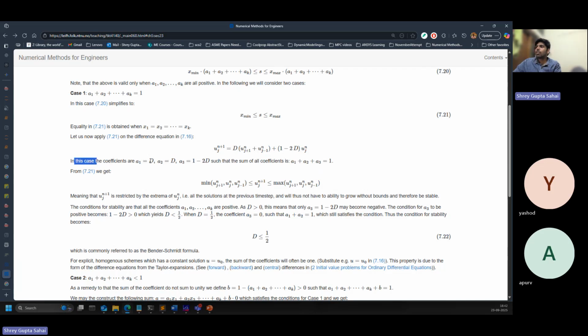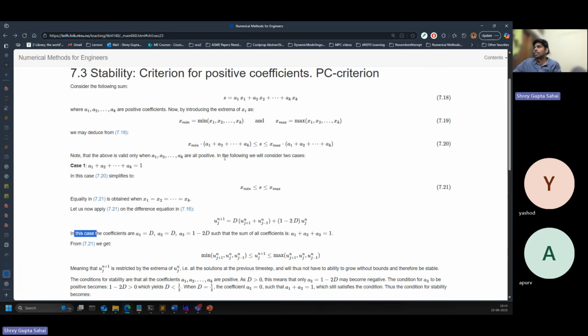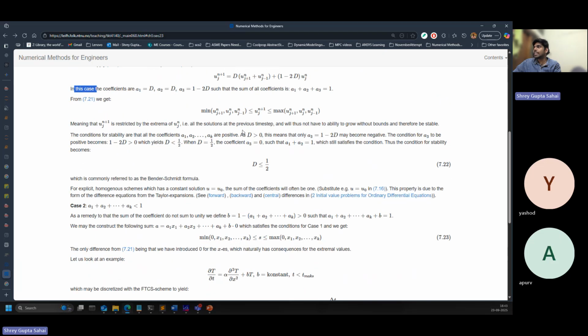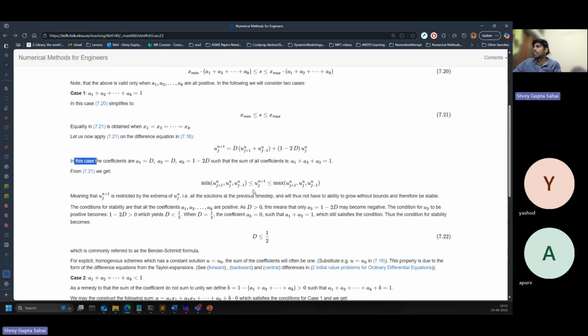What it is saying is that in this case, a1, a2, and a3 are all 1. So we can quickly apply our positive coefficient criteria in this formula. Essentially we are saying that u_j^(n+1) will be in between the minimum of these and the maximum of these. So it will kind of converge. You see how it cannot move away out of this range. It is bounded in a range.